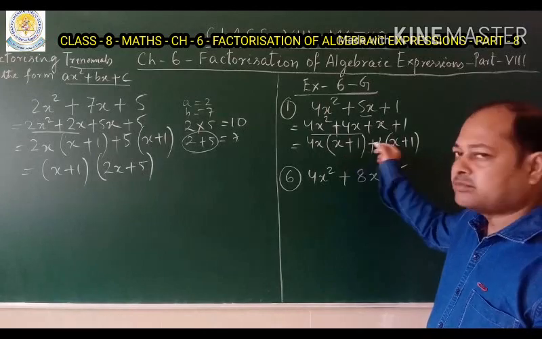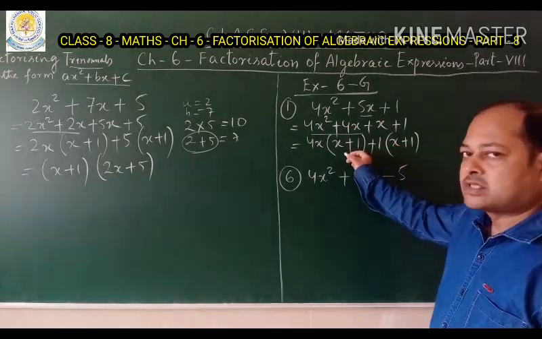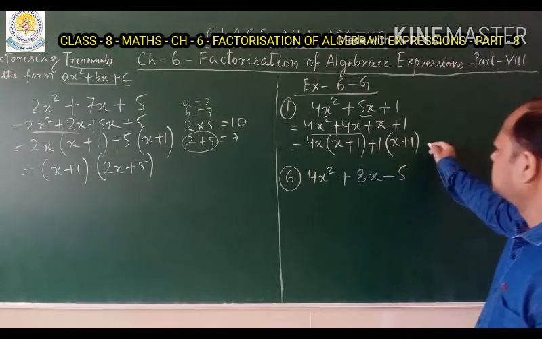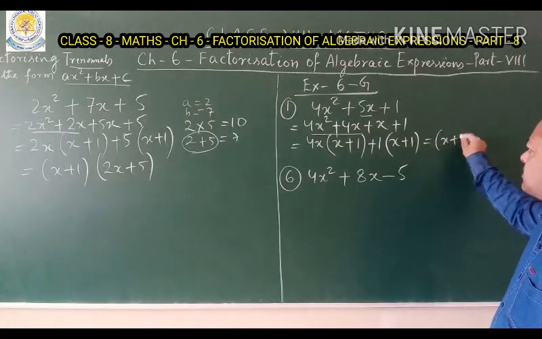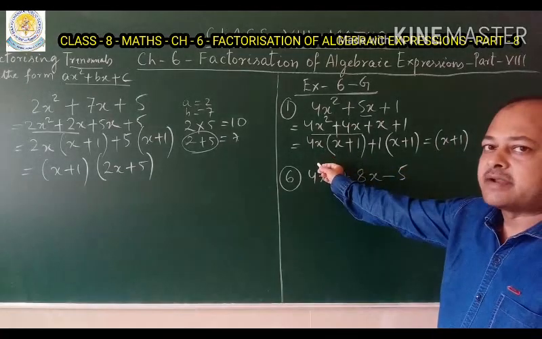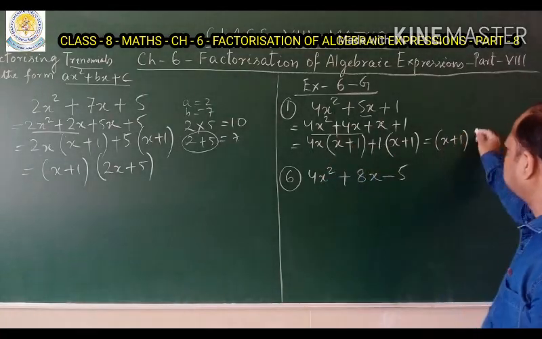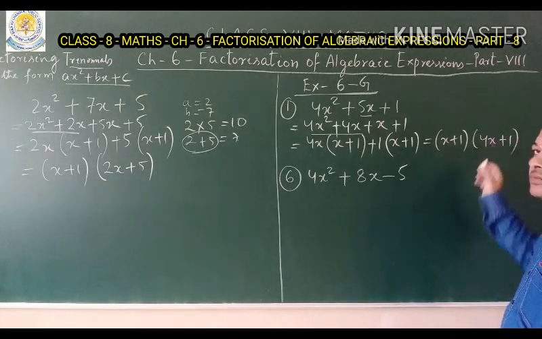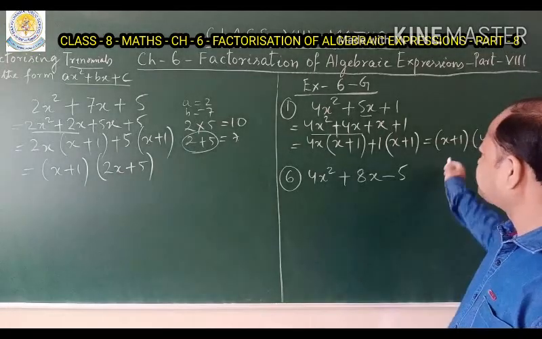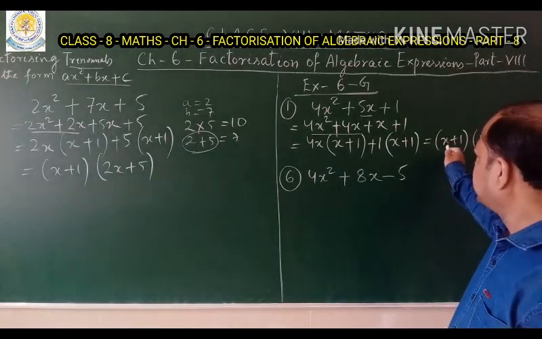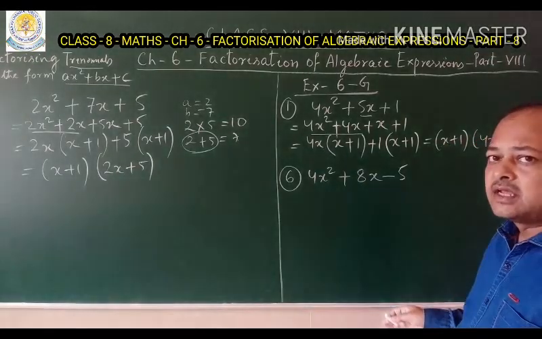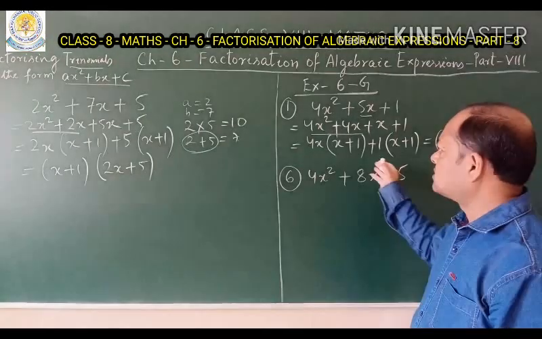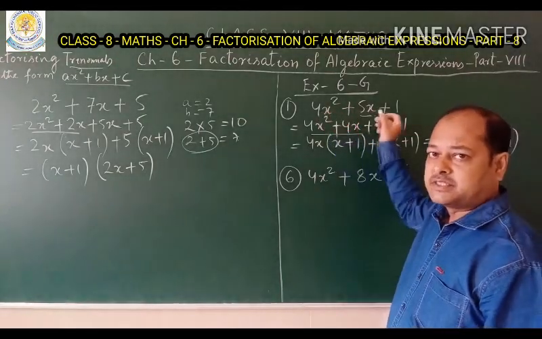So what are the binomial factors now? That is x plus 1 is the binomial factor. You can write x plus 1 into what is outside the bracket? 4x plus 1. Okay, so these are the two binomial factors. x plus 1 into 4x plus 1 are the factors of this algebraic expression.